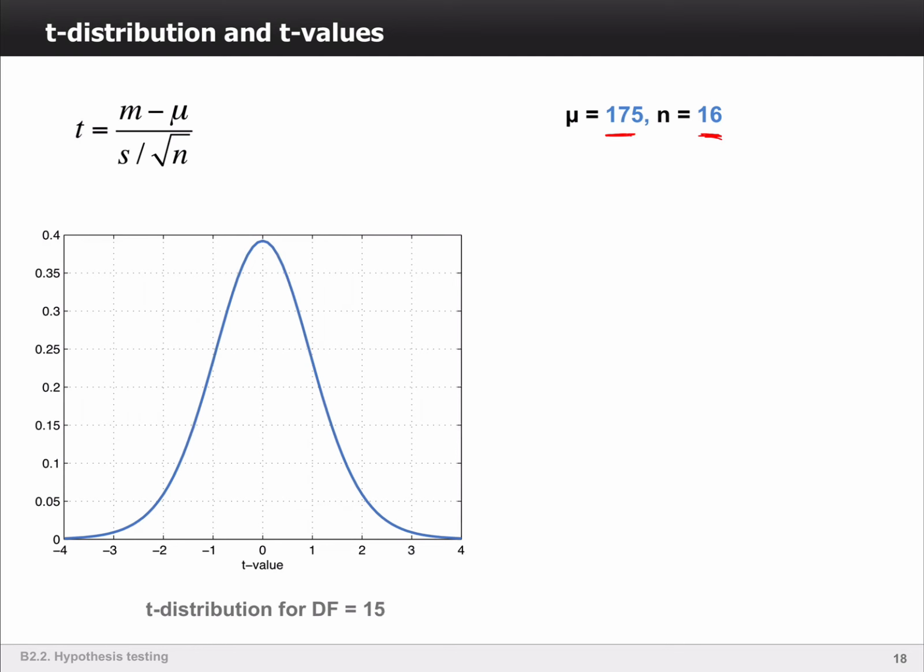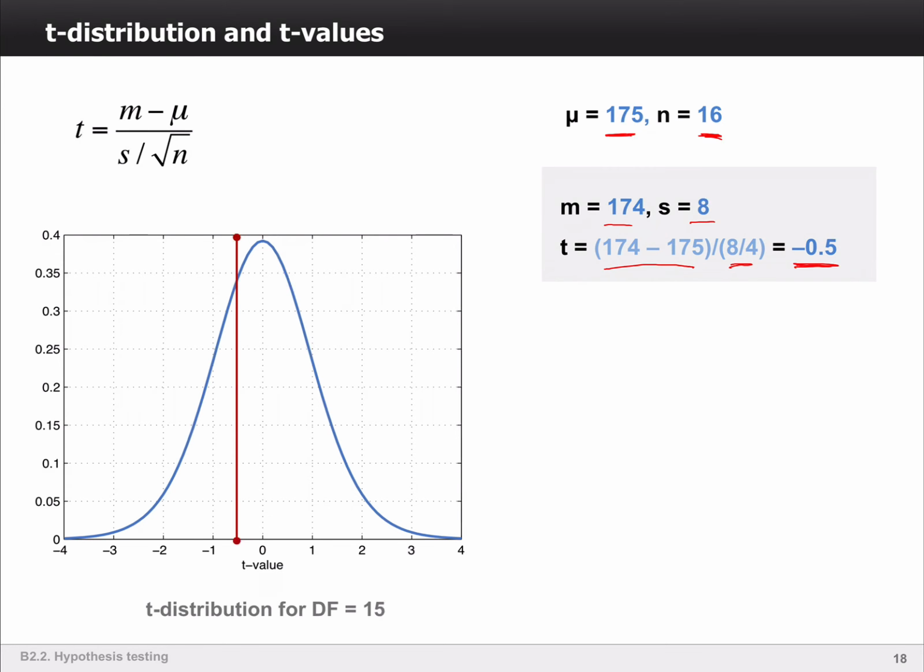So how to calculate the t-value? Let's say we took a sample and this is our sample statistics. Okay, so this is standard deviation and this is average. In this case, the t-value can be calculated simply by taking the difference between m and mu and dividing by the standard error. So this is our t-value here. Okay, where is it located? It's here. So it's minus 0.5. It's pretty close to this case, right? So it's not that extreme.